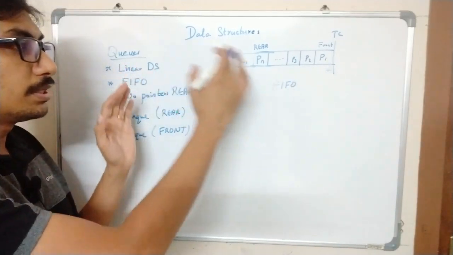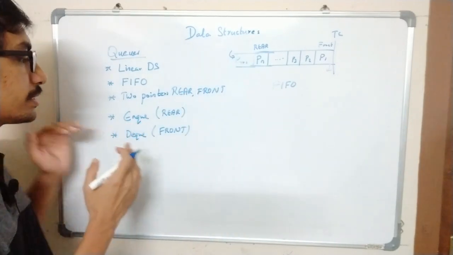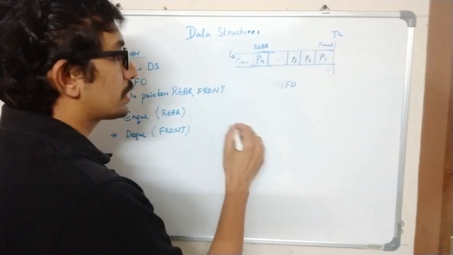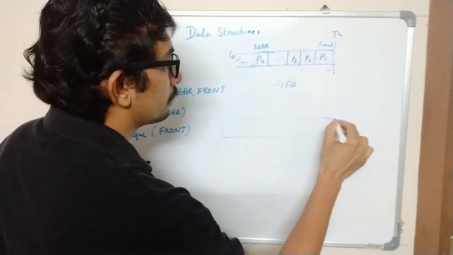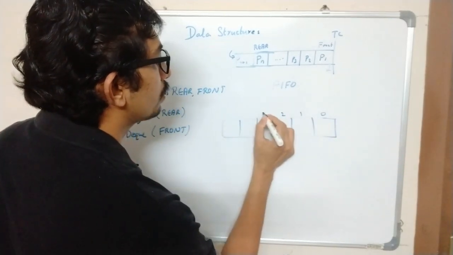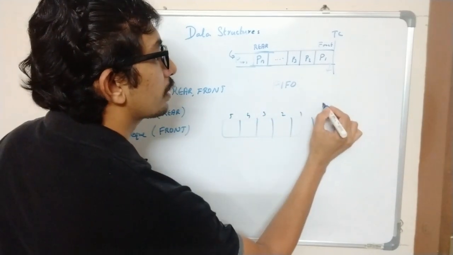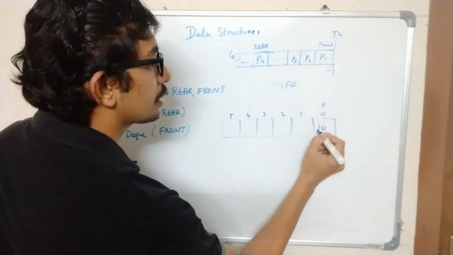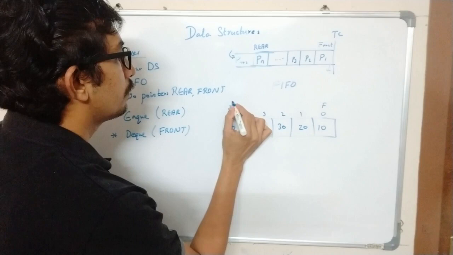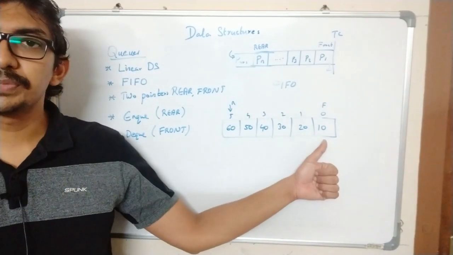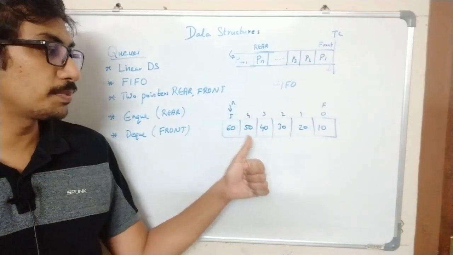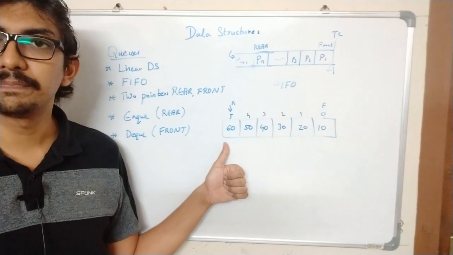Okay, I hope the concept is clear for you. Now we will see in detail how NQ and DQ work. So we will consider an array with index positions 0, 1, 2, 3, 4, 5. I am considering this as front, and the items are 10, 20, 30, 40, 50 and 60. Whoever is at the first position, front will be pointing to that, and whoever is at the rear position or the last position, the rear pointer will be pointing to that element.